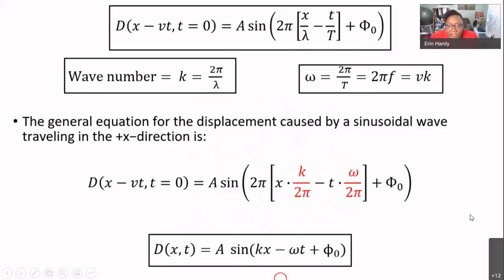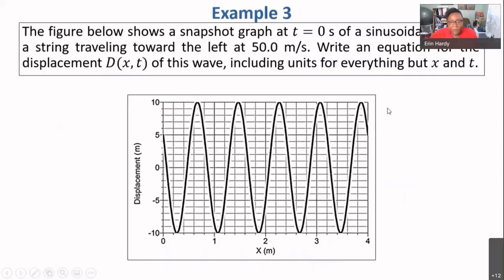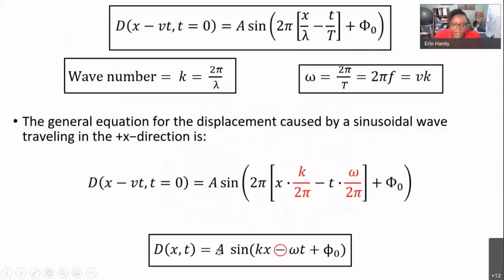And we are getting down to our last couple of minutes here, but we can start with example number 3 at the beginning of our next lecture. So here we have another snapshot graph. This depicts what's going on at t is equal to 0. This is a wave on a string that's traveling toward the left at a known speed. We didn't have a known speed beforehand, so we weren't able to determine what k is or what omega is.